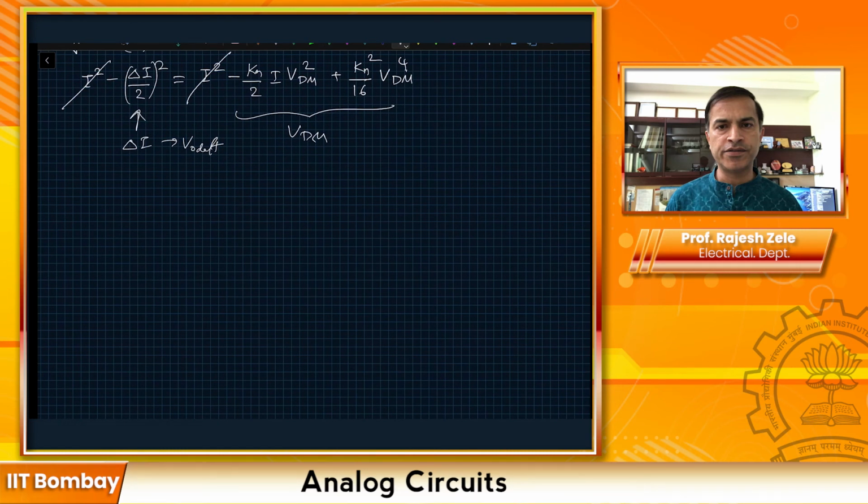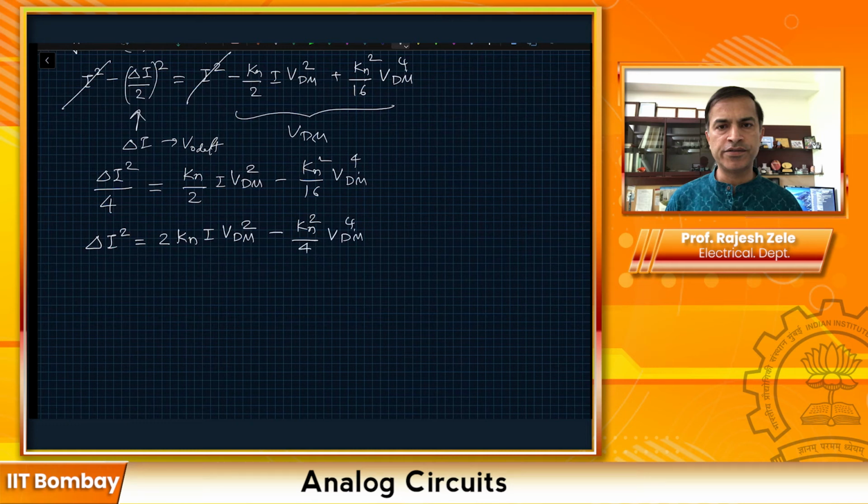So what do we get here? We get delta I square divided by 4. That would be equal to Kn divided by 2 I VDM differential voltage square minus Kn square divided by 16 VDM to the power 4. So then I can group things together, and you would get delta I square is equal to 2 times Kn I VDM square minus Kn square divided by 4 VDM to the power 4.